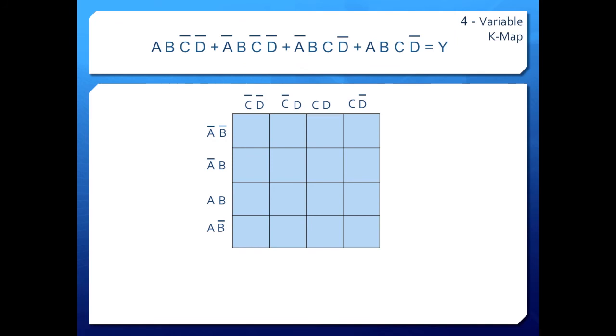Now let's look at a 4-variable K-map. A 4-variable K-map, as you can see, is a little bit different than our 3-variable in that we have added this D variable, and as a result we have to add a couple more columns. If you look back at your truth tables for 4-input truth tables, you'll notice 2 to the power of 4 results in 16 different combinations. Likewise, we have 16 different squares here.